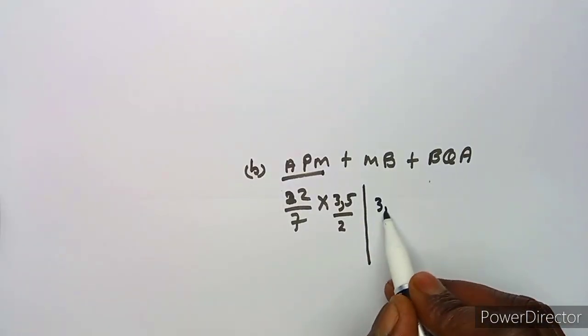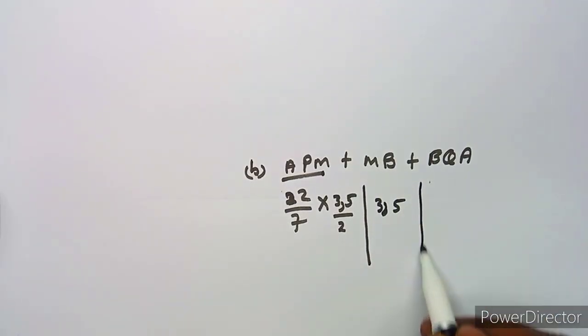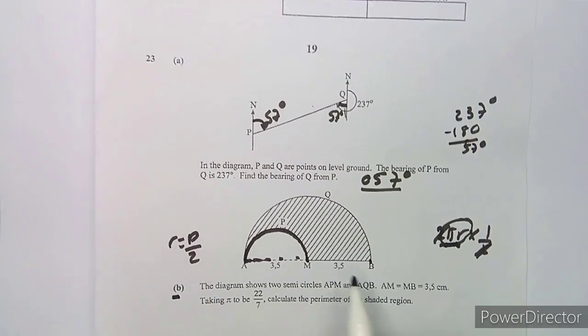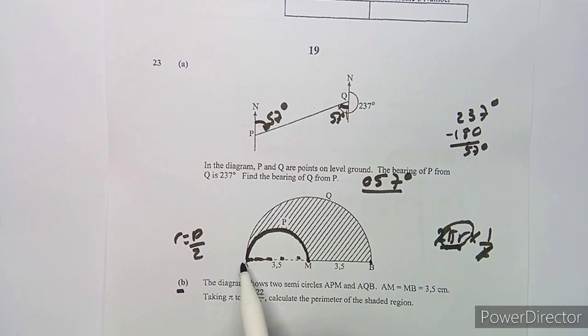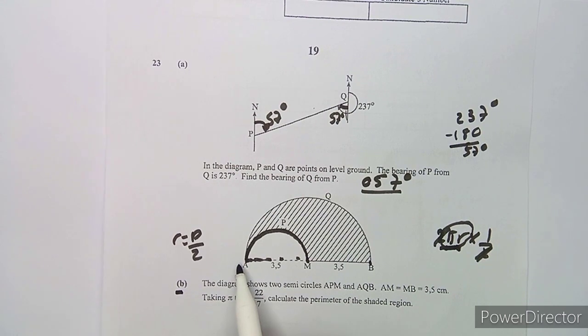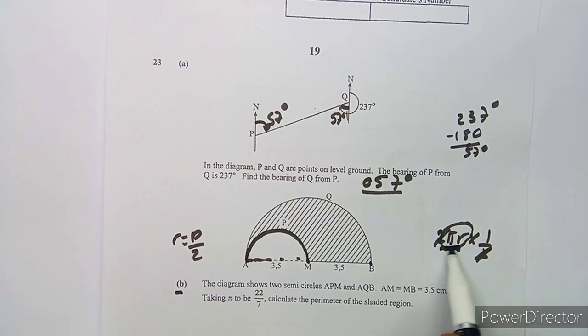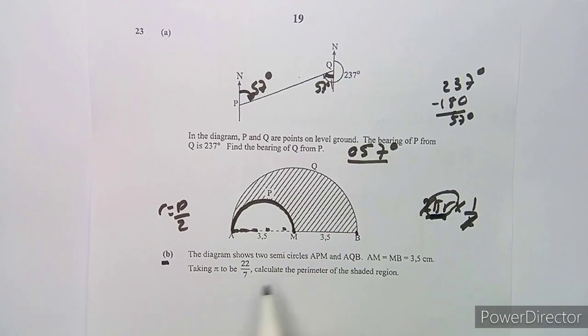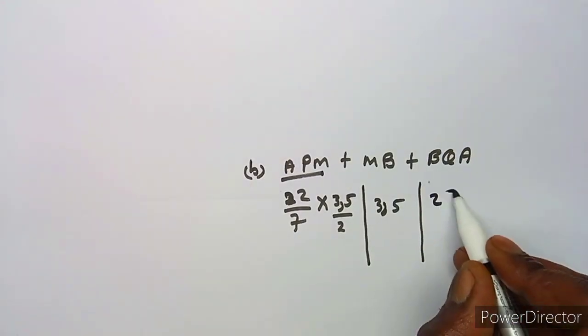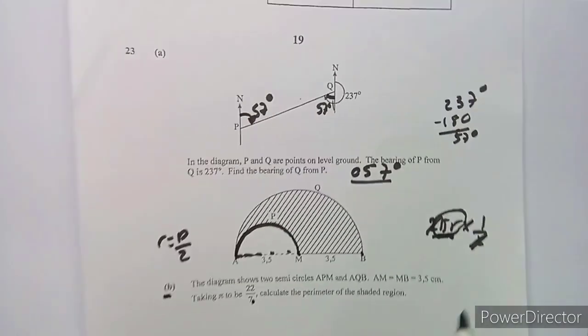MB is already there. MB, that's your 3.5. So you shall add at the end. Then your B to Q, you do the same from B to Q to A. That one is a semicircle again, so the length is going to be pi r, which is pi, 22 over 7, times r, the radius.